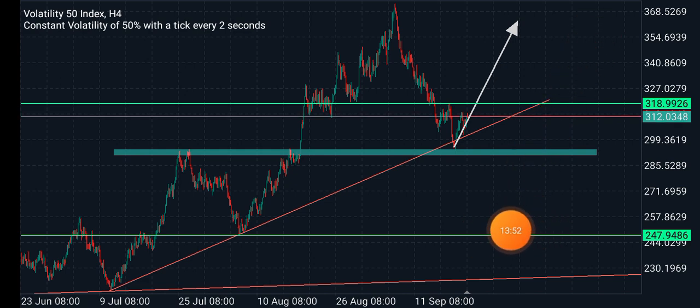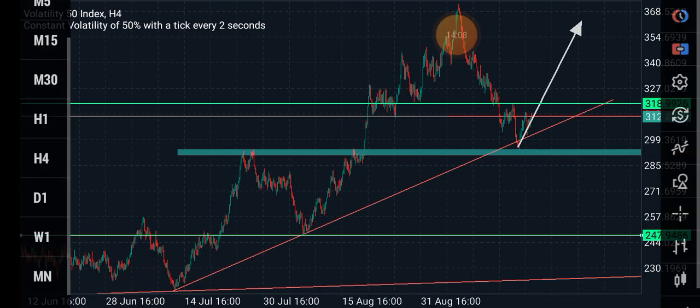But the thing is, once market closes below this particular support zone, then we are technically out and we should be thinking of selling. So this is the analysis on volatility 50.